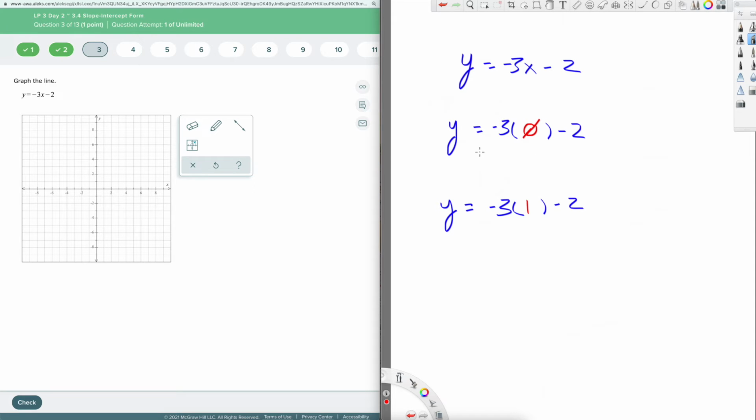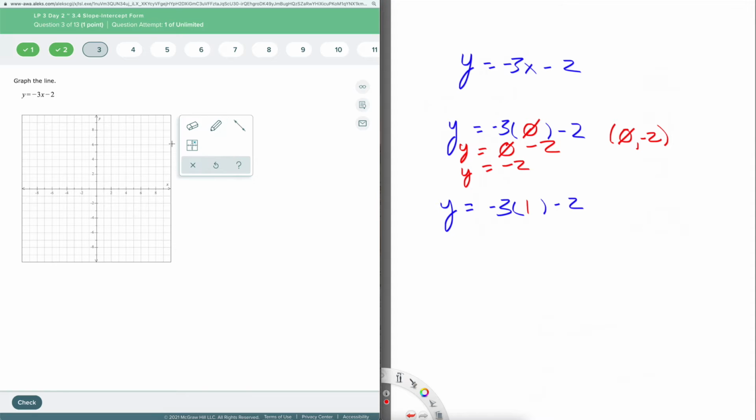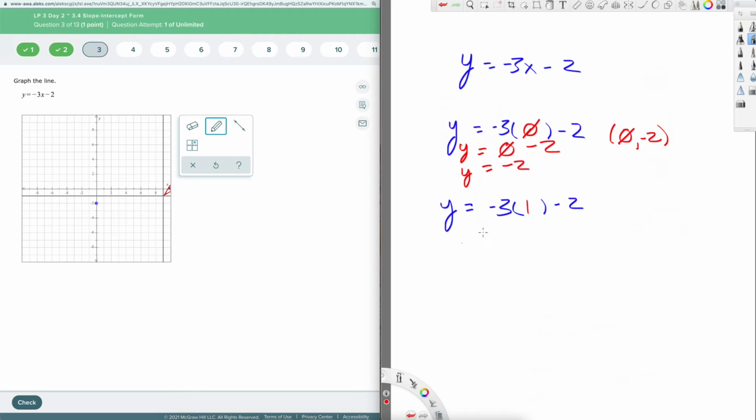So we have negative 3 times 0 is 0, minus 2. Well, 0 minus 2 is just minus 2, right? So this is going to be the coordinate 0, because we chose 0 for x, and negative 2. So here's my first coordinate, and I can even come over here and start graphing it. So I can go 0, I'm not going to go right or left, but I am going to go down to 2.